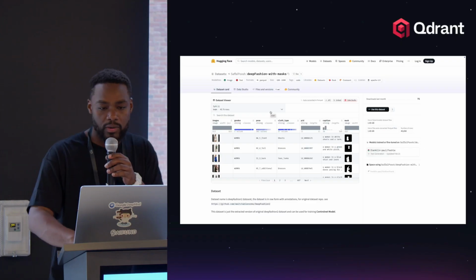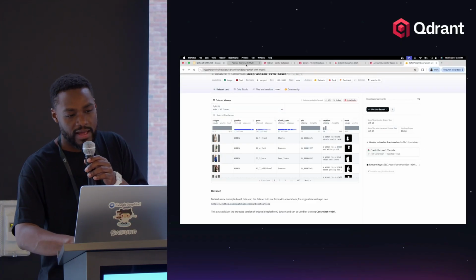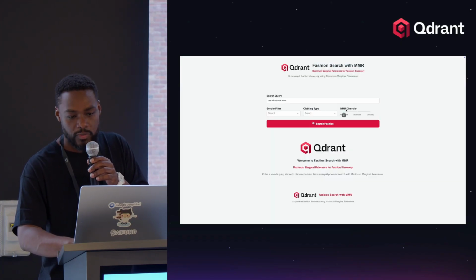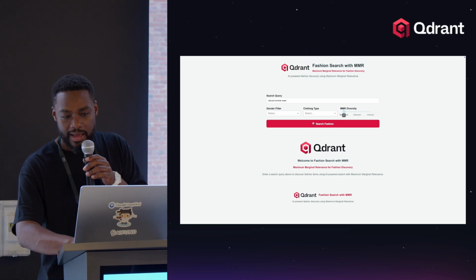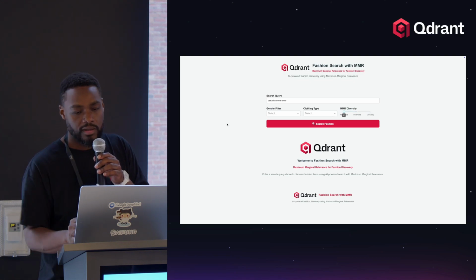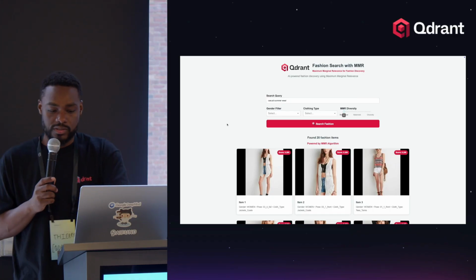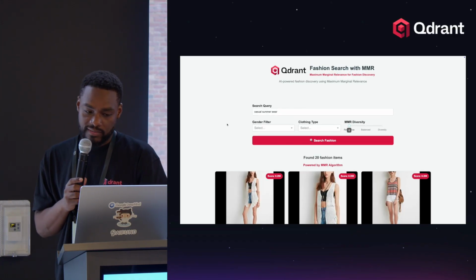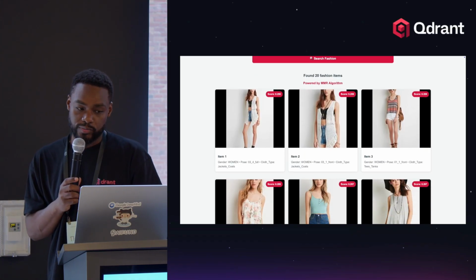So you get to see the power of Qdrant here, where if I go back and I search for casual summer wear, and you see I have my MMR diversity slider, I'm going to put it at 0. So we're just focused on getting the most relevant results. What you'll see is already in the top 3, there's a duplicate.